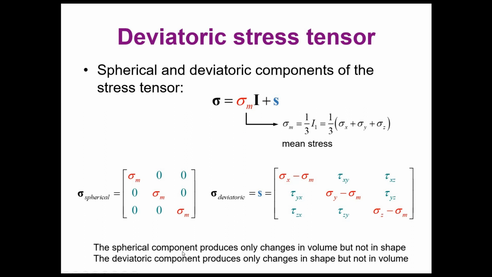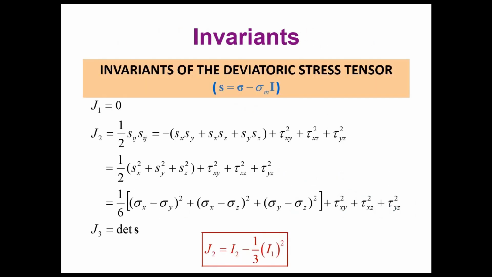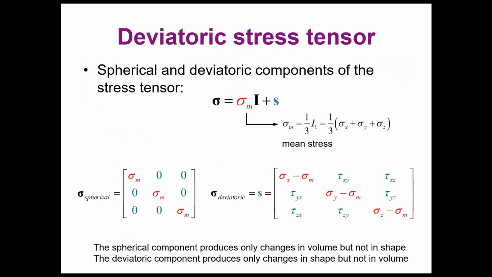And this is important because the spherical component of the tensor produces only changes in volume of your soil or your structure, but not in the shape, so it doesn't produce any distortion. And the deviatoric component of the original stress tensor produces only changes in shape but not in volume, so it produces only distortions. This is very interesting and important because it simplifies the study of our problems.